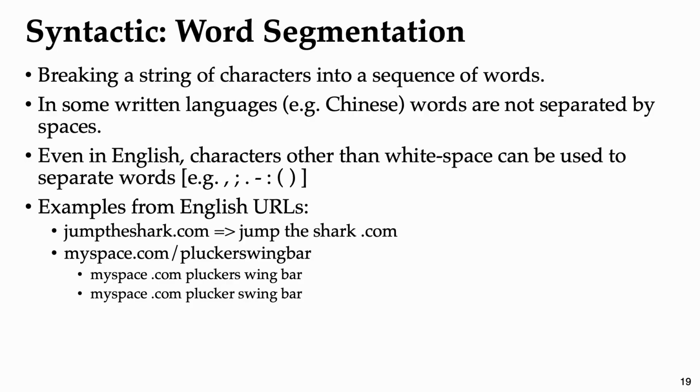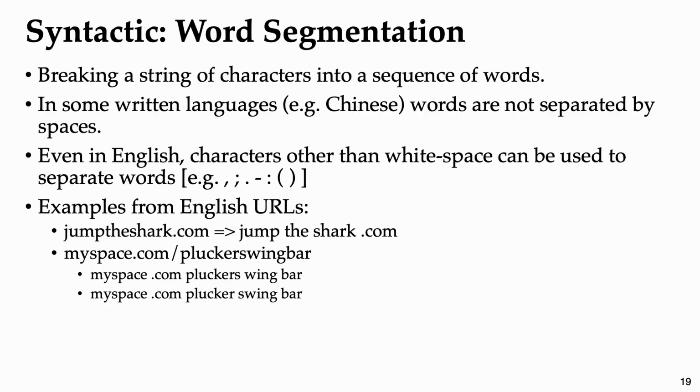In some written languages, such as Chinese, words are not separated by spaces at all. In Arabic, words can be concatenated with prefixes and suffixes, making segmentation challenging. Even in English, separators are not limited to whitespace. Characters such as commas, semicolons, or other symbols can play a role in delimiting words and phrases.